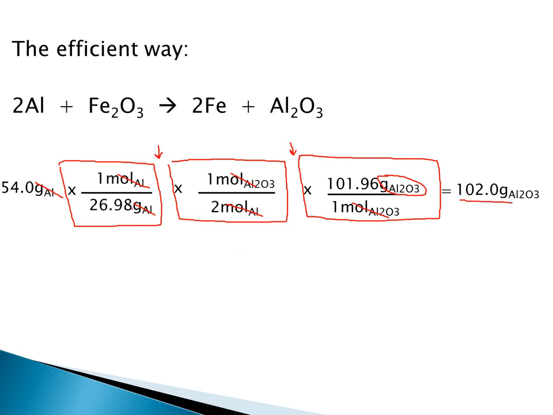And your final answer, being as we went in with 54.0 grams, we should end at just 102 grams with only 3 significant digits, because we went in with 3 significant digits. While you're doing the calculation, you might want to keep a bit more, but once you get to your final answer, make sure it's in the proper number of sig figs.